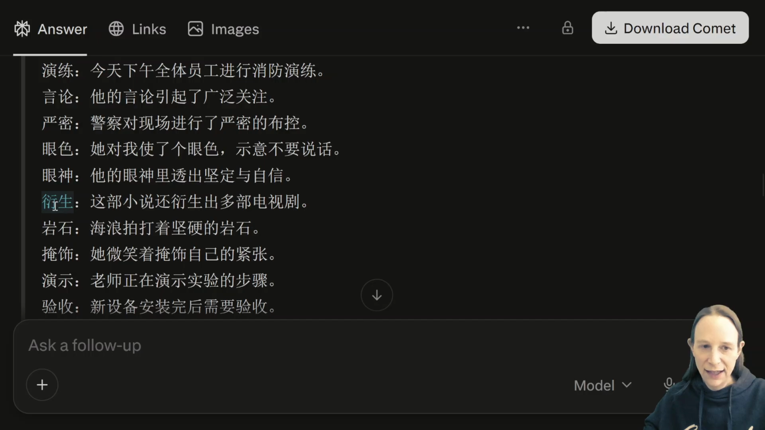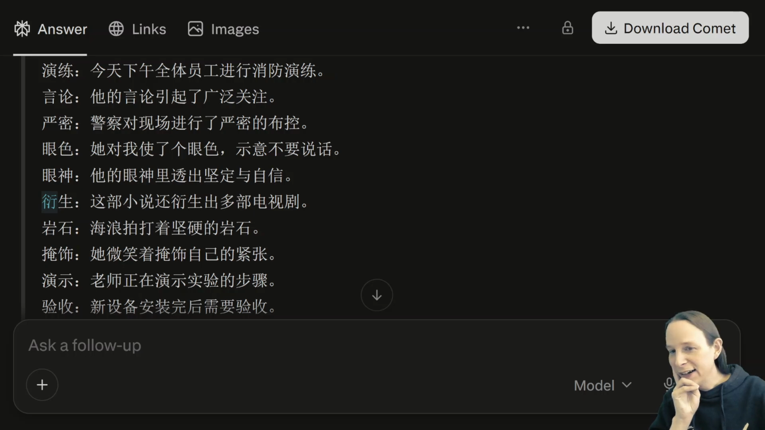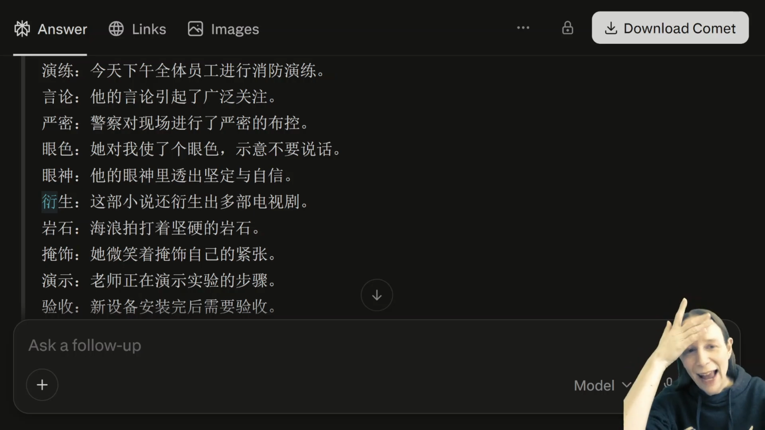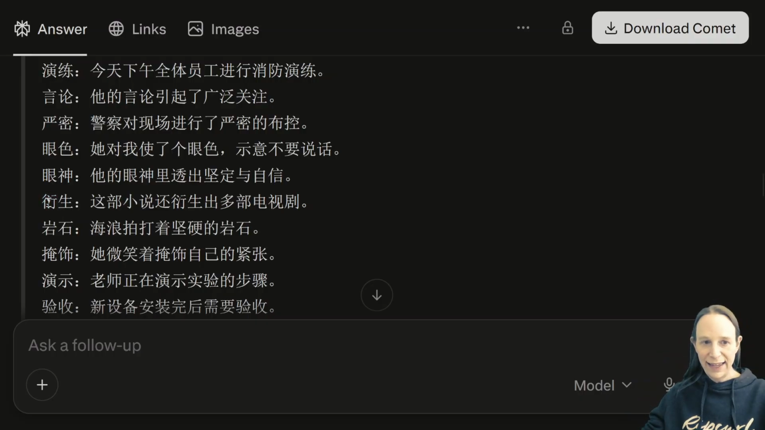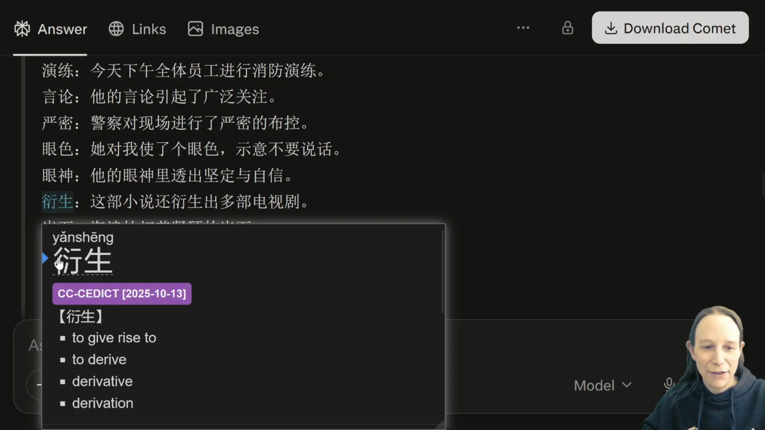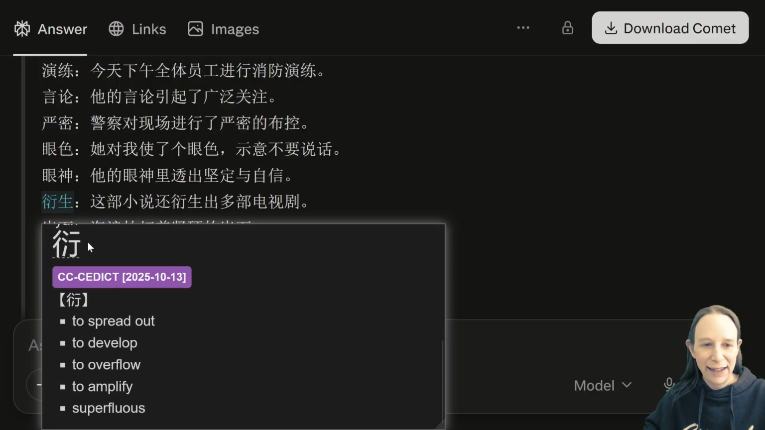延伸. Yeah, so yan, is it third tone or second tone? I don't know, it's fairly rare. But yan often pertains to things that are derived. So if it's yan sheng, I would expect it to be derived from something else. So it comes forth from something else. Yan, third tone. Yan sheng. Yeah, so derived, derivation. But yan by itself often means develop.